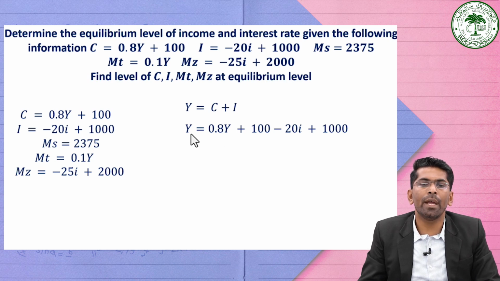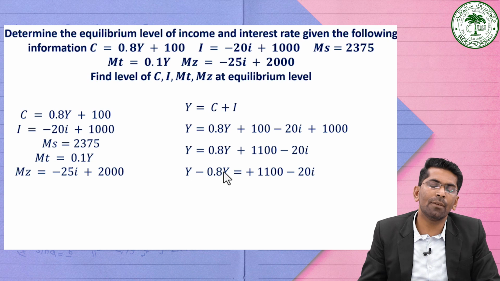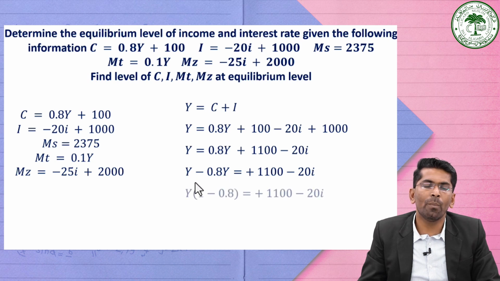Here I am taking the 0.8y to the left side of the equation. Before that, I have added 100 plus 1000, which is equal to 1100. So y minus 0.8y is equal to 1100 minus 20i. Then y is common here, so I am taking it outside. So y into 1 minus 0.8 is equal to 1100 minus 20i. The plus sign is extra here, so we want to remove it.